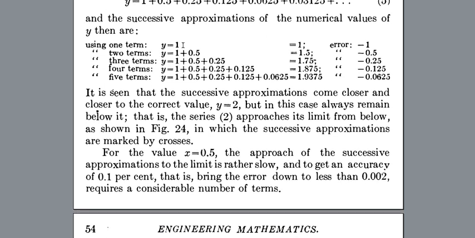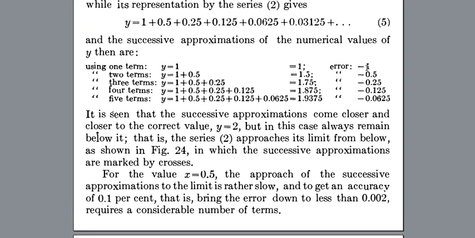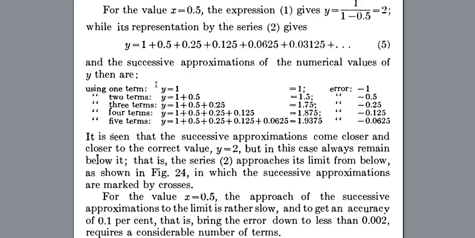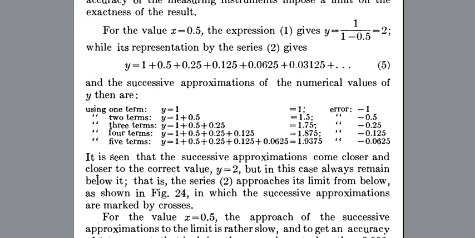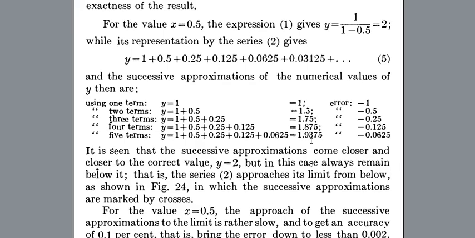Using one term, y equals 1, and the error is negative 1. Using two terms, y equals 1 plus 0.5, which equals 1.5, and the error is negative 0.5. Using three terms, y equals 1 plus 0.5 plus 0.25, which equals 1.75, and the error is negative 0.25. Using four terms, y equals 1 plus 0.5 plus 0.25 plus 0.125, which equals 1.875, and the error is negative 0.125.